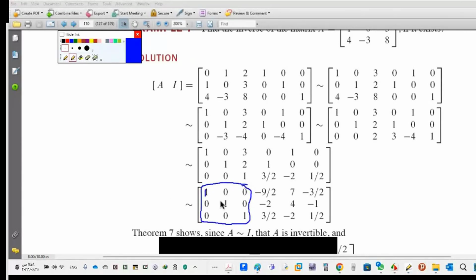So here 1, 1, 1. Again, how can we deal with this? This is first, second, third. You can say this is the fourth one, fifth one, sixth one, or you can use whatever you want. Now this is I, and this is A^-1. Is it clear?